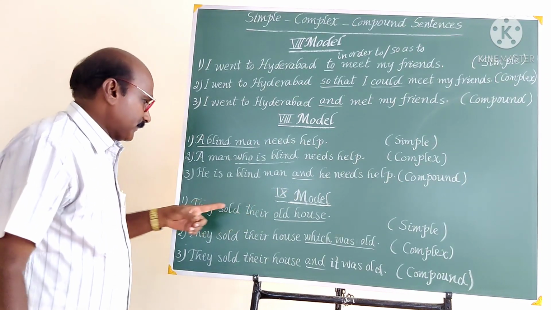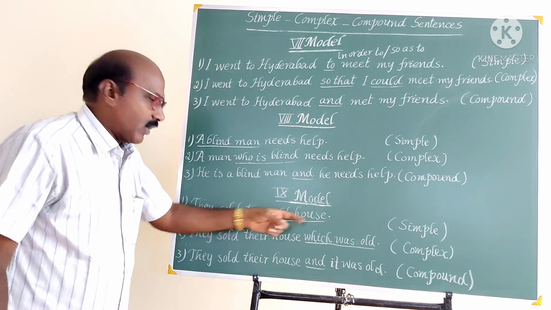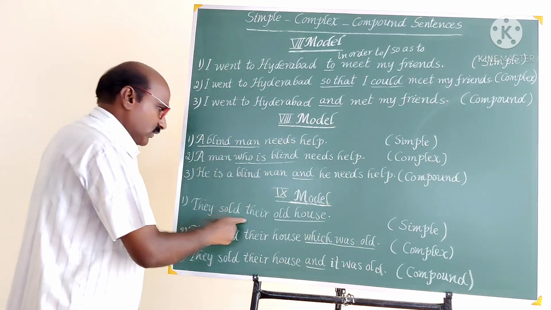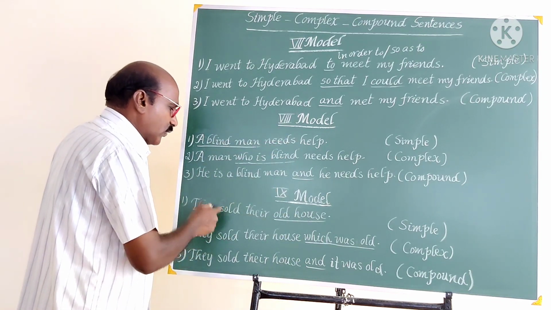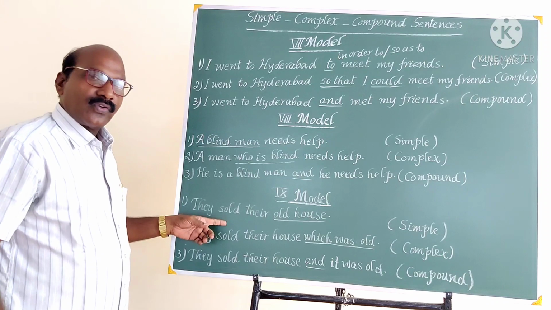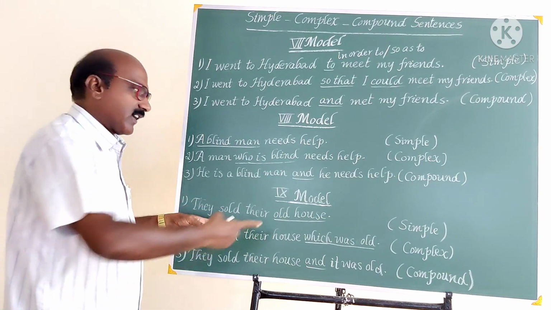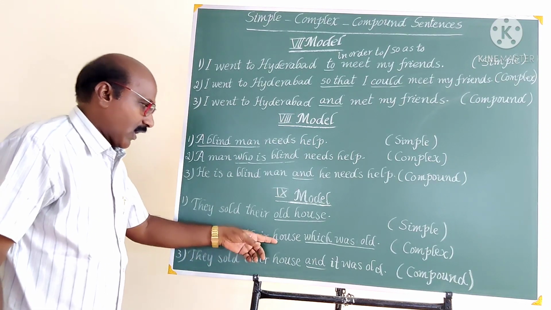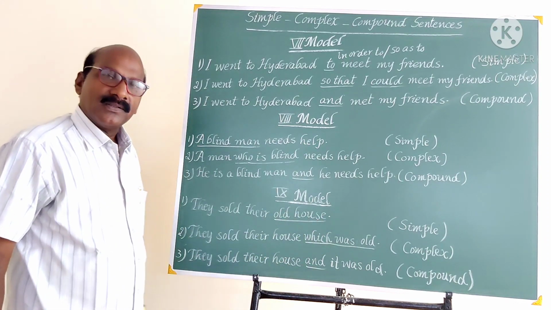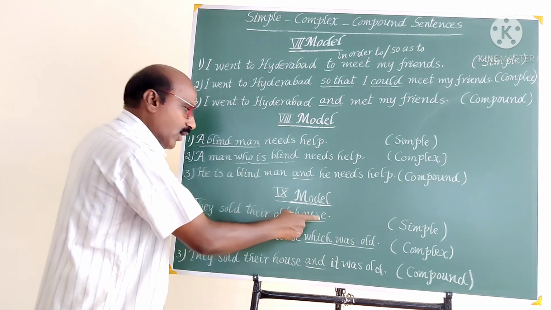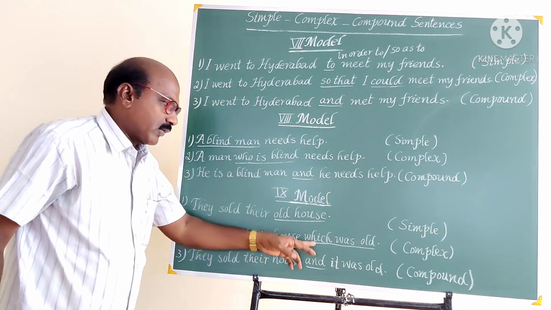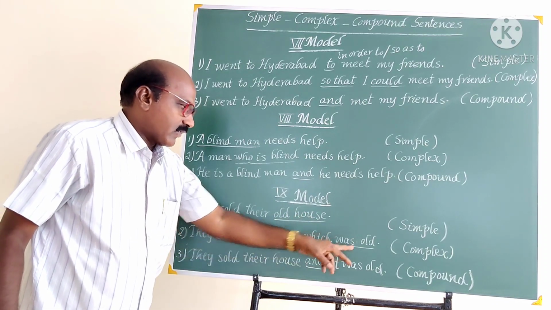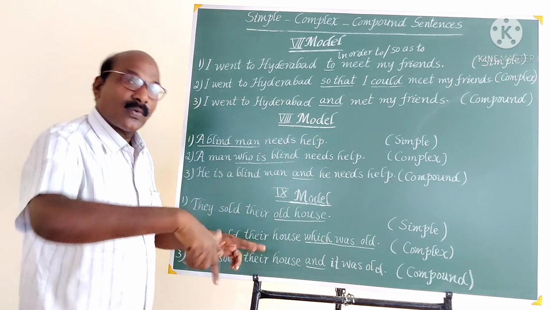Look at the ninth model. They sold their old house. This is simple. There is only one finite verb, sold. So only one clause, one main clause, that is simple sentence. And they sold their house which was old. This is complex. Old house, this phrase is converted into a clause. Their house which was old. The house which was old.